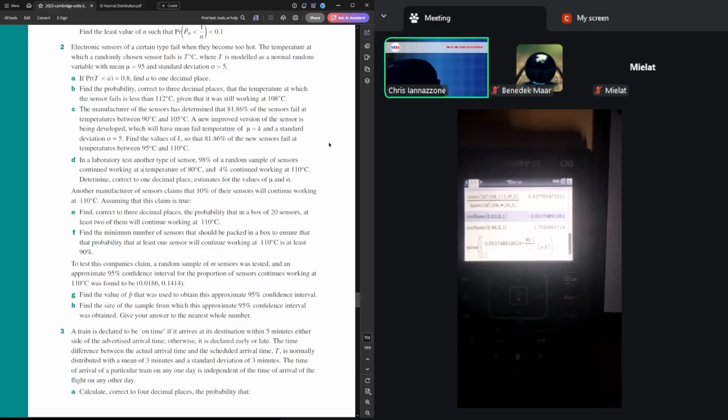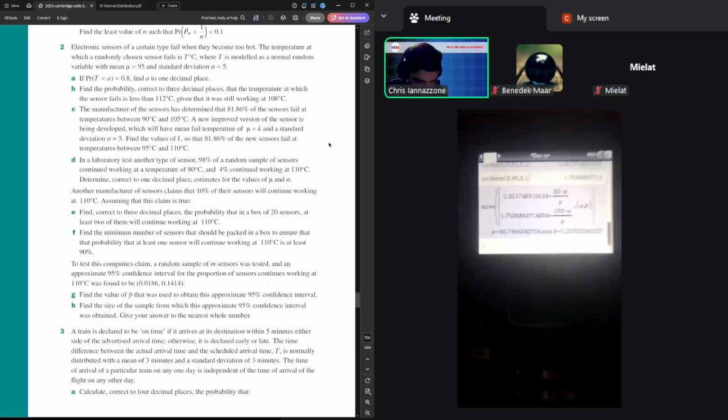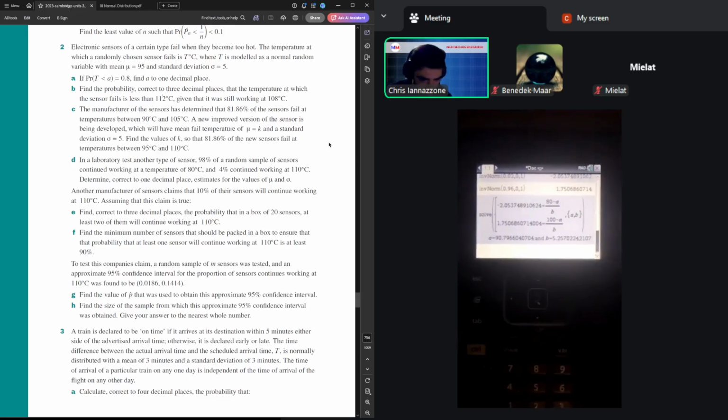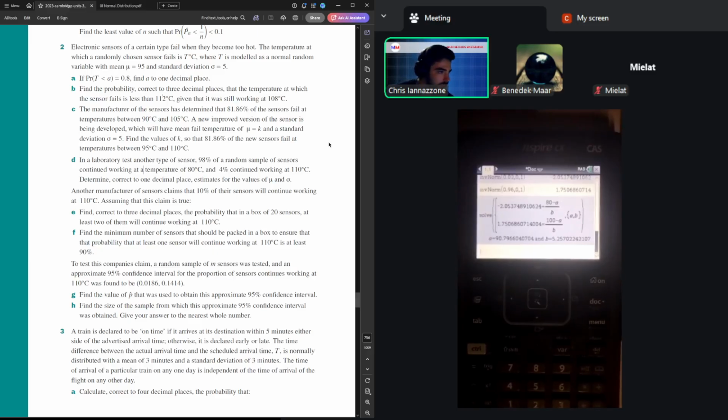80 minus the mean, I'm going to say the mean is A and the standard deviation is B. And then same thing for the other equation. Control V, and that one had 110 minus the mean divided by the standard deviation. And then hopefully what we get makes a decent amount of sense. We're expecting a mean of 90-ish and a standard deviation of 5-ish. The standard deviation of 5-ish makes sense because it's very close to the standard deviation that we started with.